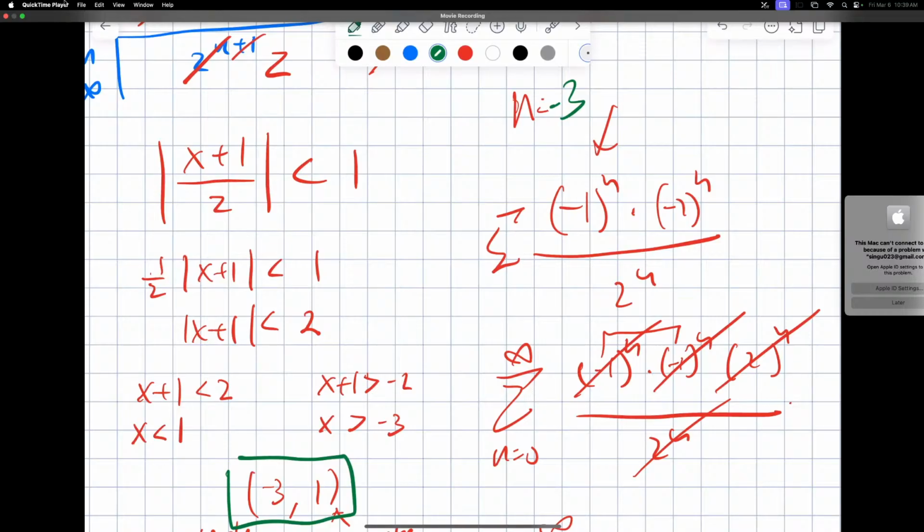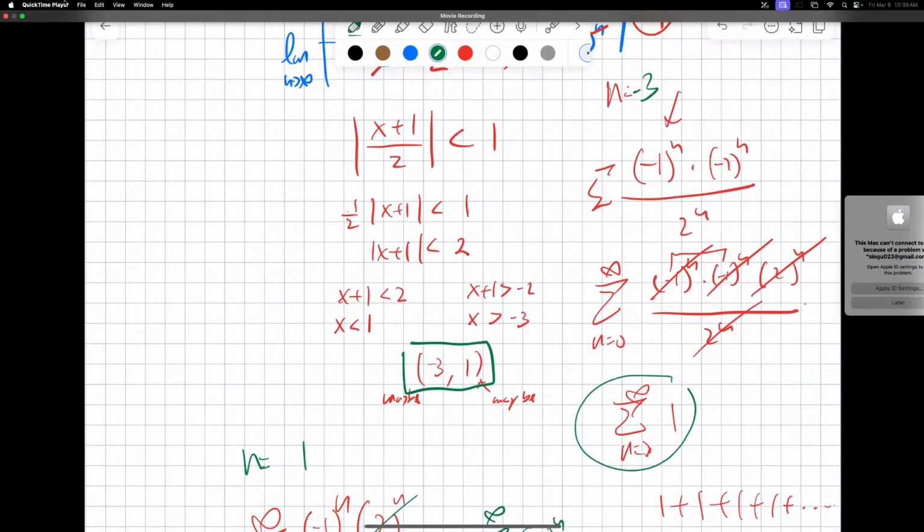Because -1 times -1 is what? 1 to the n is what? Always 1. Can I leave it as 1 to the n? You can leave it as 1 to the n. Does it help you? No, they just get rid of each other. What was the answer for that? This one is just 1. And the summation of 1 diverges because 1 plus 1 plus 1 plus 1 goes to infinity.